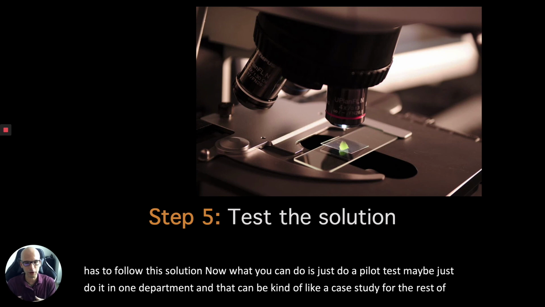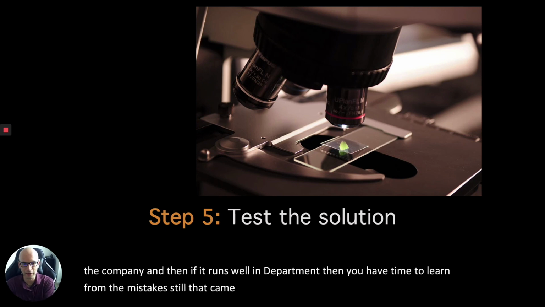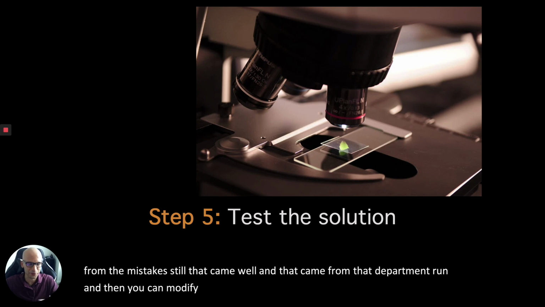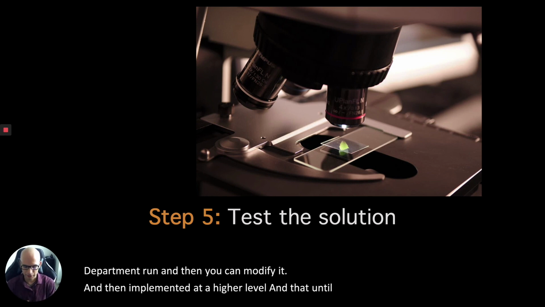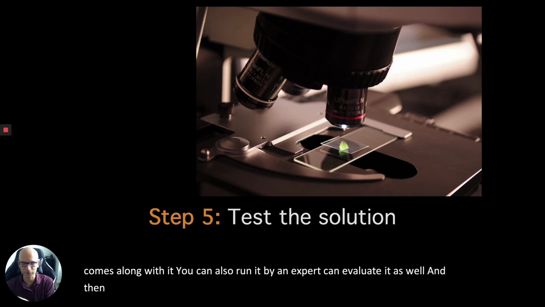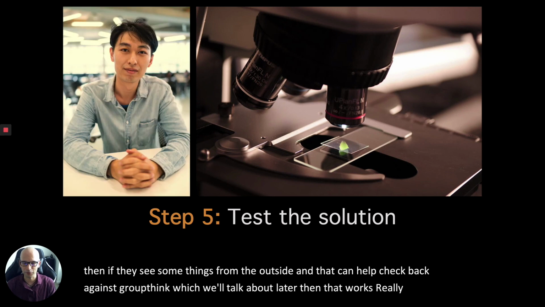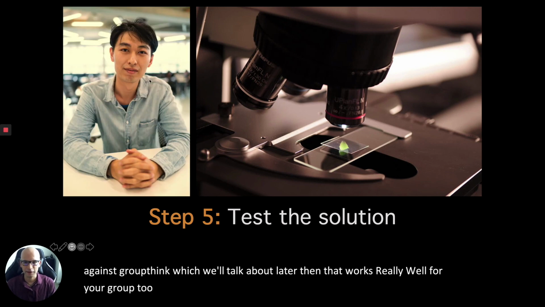And then if it runs well in the department, then you still have time to learn from the mistakes that came from that department run. Then you can modify it and implement it at a higher level, until the rest of the company comes along with it. You can also run it by an expert, and an expert can evaluate it as well. If they see some things from the outside, that can help check against groupthink, which we'll talk about later, and that works really well for your group too. So do pilot tests, consult experts.